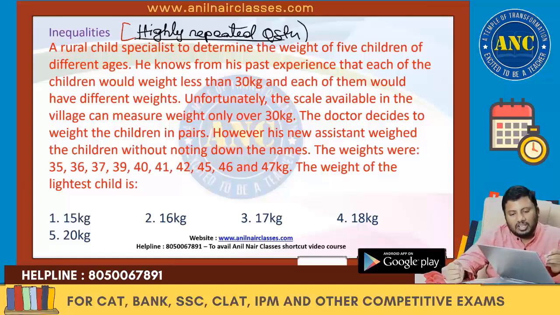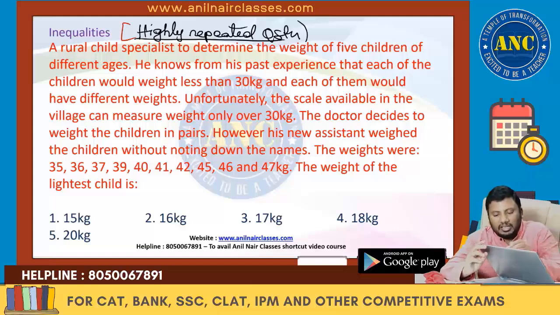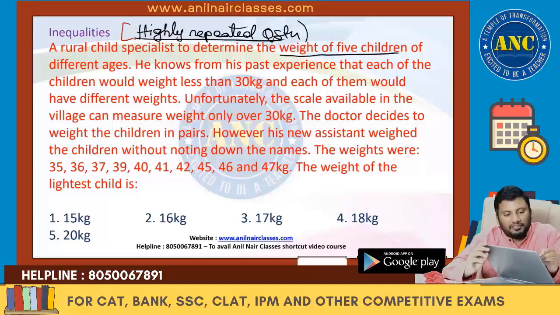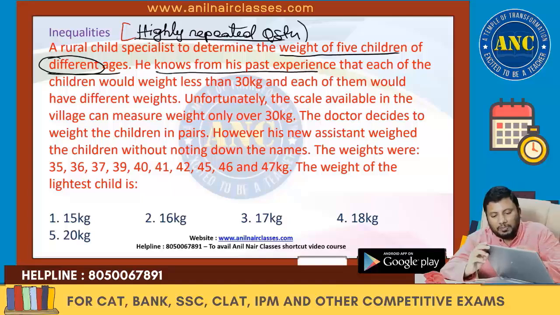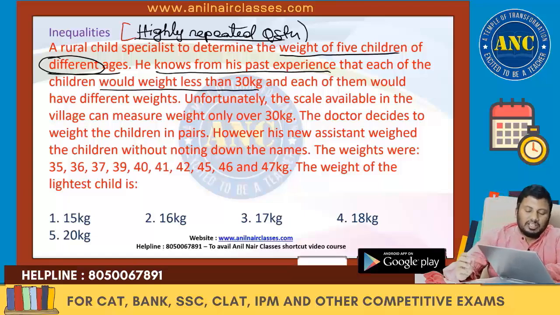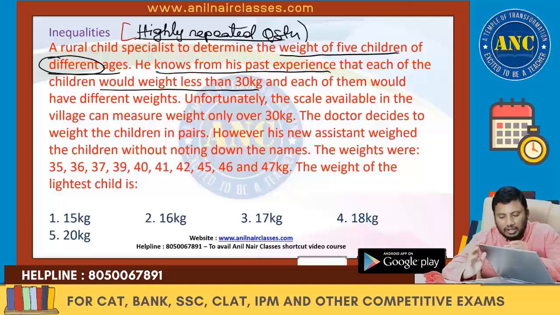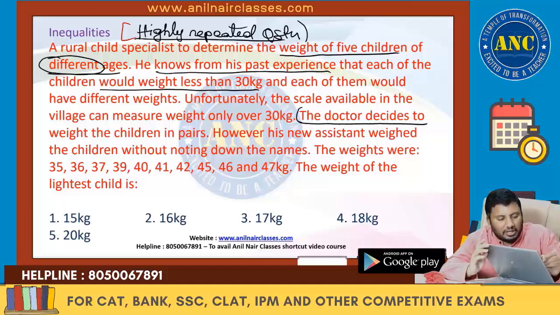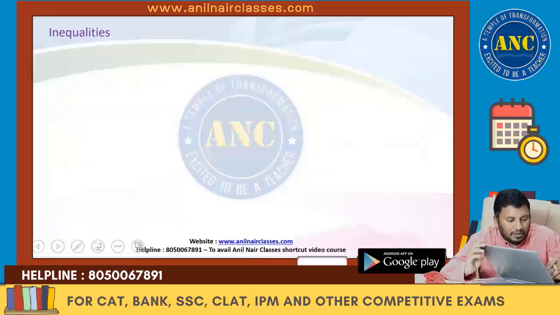A rural child specialist is to determine the weight of 5 children of different ages. All the ages are different. He knows from his past experience that each child would weigh less than 30 kgs, each of them different weights. The scale available can measure weight only up to 30. The doctor decided to weigh the children in pairs. There are 5 weights.